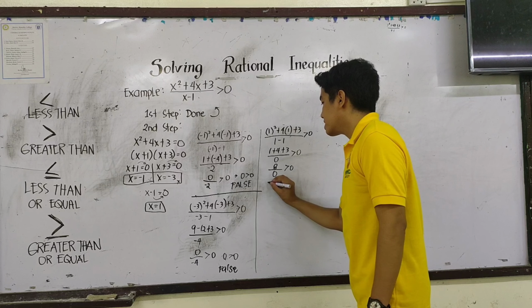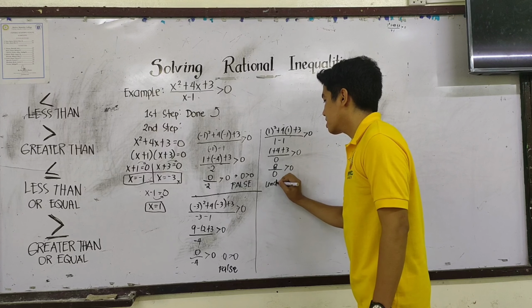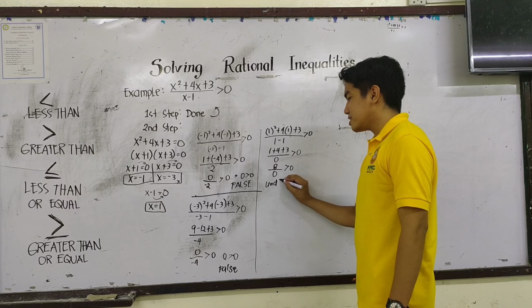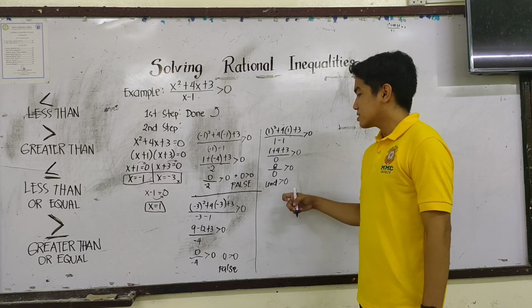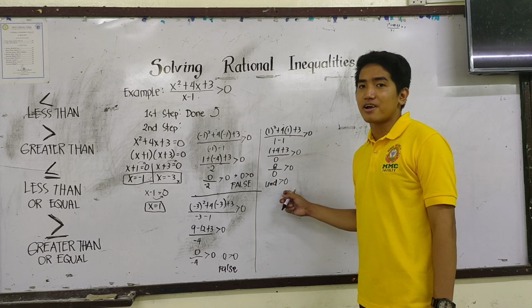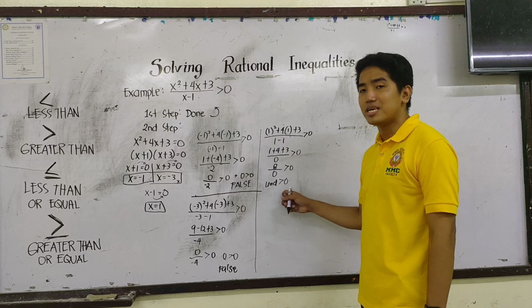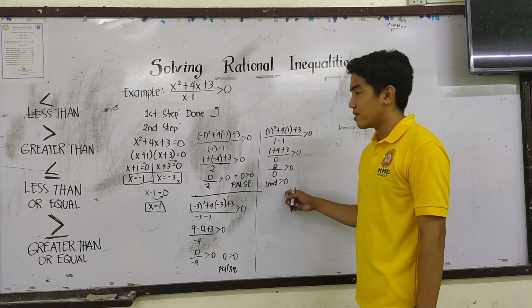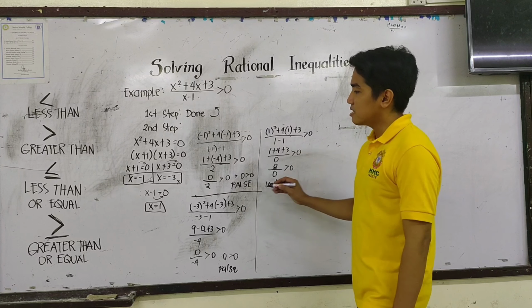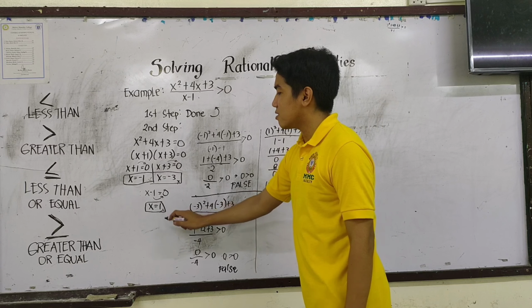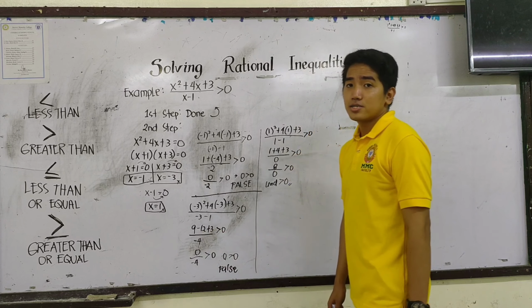So 8 over 0 is undefined. So, magiging undefined siya. So, undefined is greater than 0? Since hindi na naman na-satisfy yung ating inequality, it means it is not a part of our solution. So, si positive 1 is not also a part of our solution.